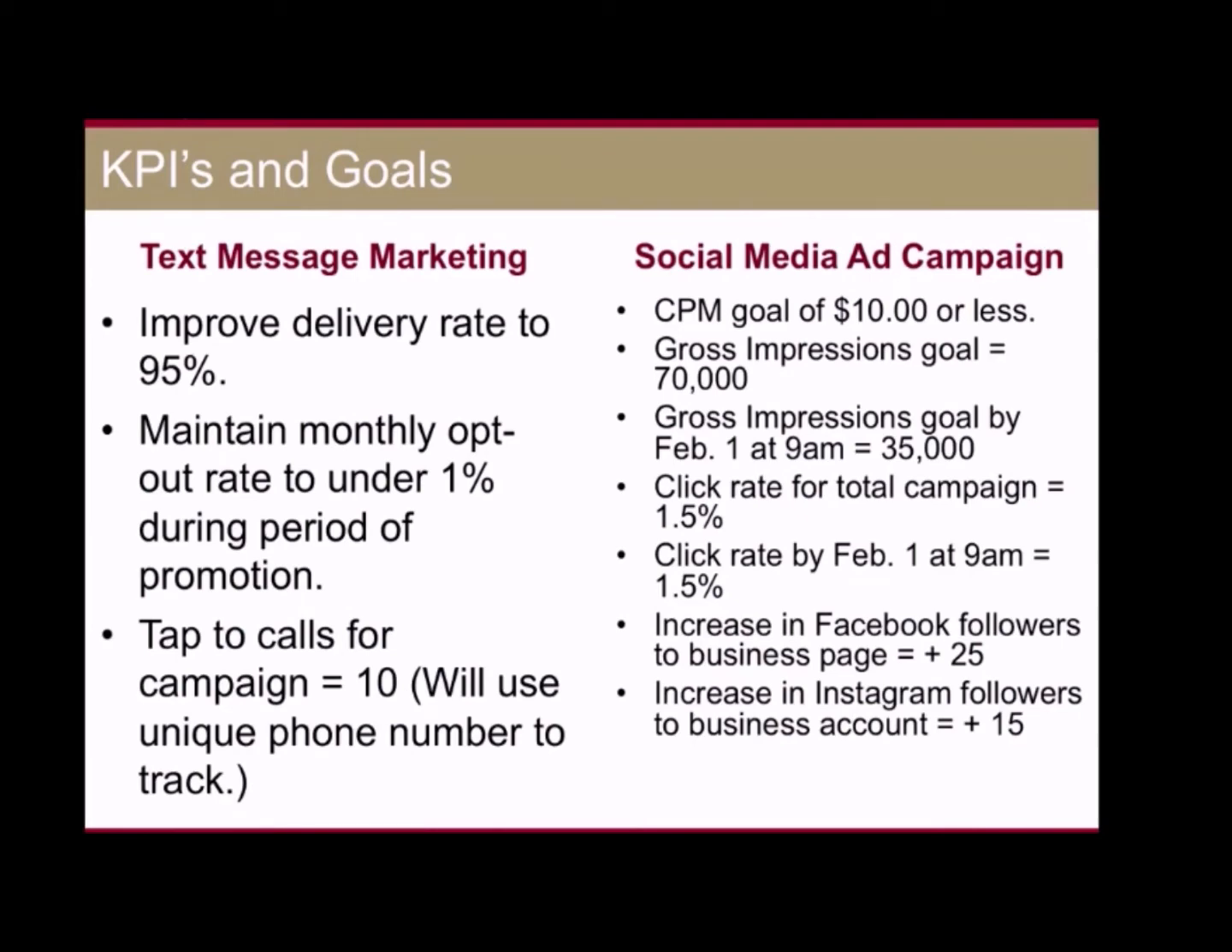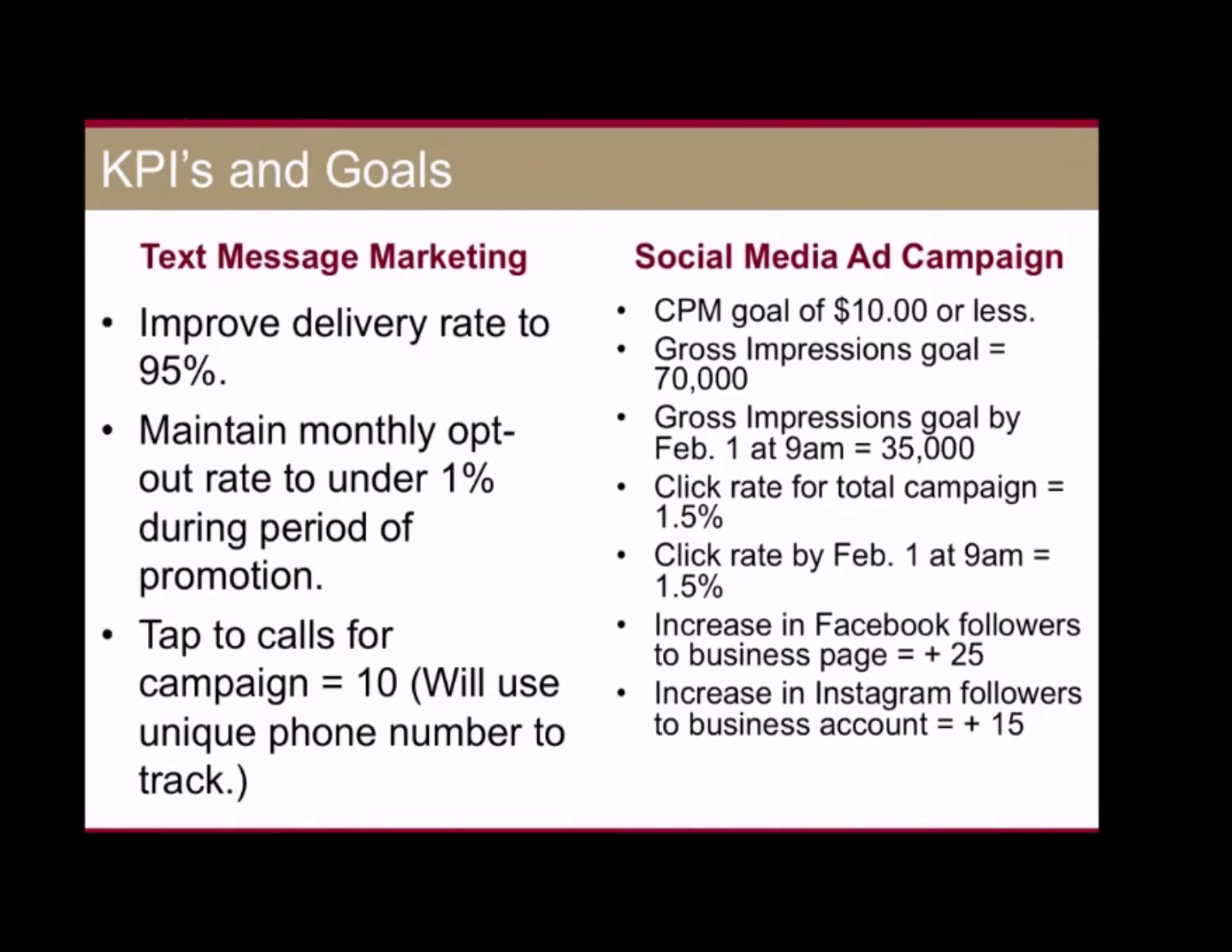Now, they have fewer things that they're tracking in text message marketing than they are in their social media ad campaign, because the social media ad campaign is new. They've never done it before. So what they want to do on the social media ad campaign is keep their cost per thousand to $10 or less. In other words, they're going to spend $10 or less to reach 1,000 people in that demographic group in their geolocation that they want to reach.